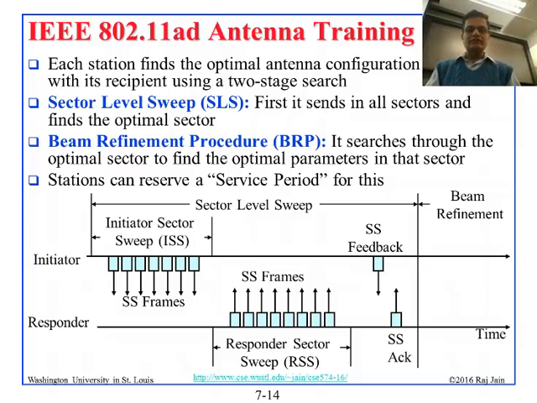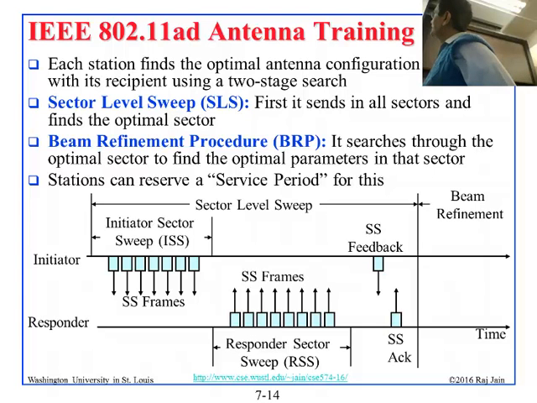So first we do sector level sweep. So I can divide 360 degrees into 4 sectors or 3 sectors or whatever number of sectors. If I divide into 3, that is 120 degrees. If I divide into 4, that is 90 degrees. So I first try to figure out which 90 degree you are in, which sector you are in. And then once you find out the sector, then you find out which direction in that sector you are in. Sector level sweep sends in all sectors and finds the optimal sector, and then beam refinement procedure finds inside the sector which direction you are in. So this is the sector level sweep.